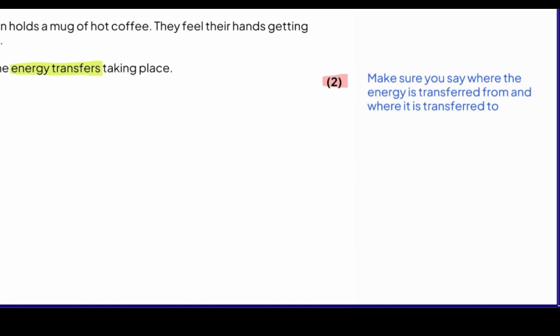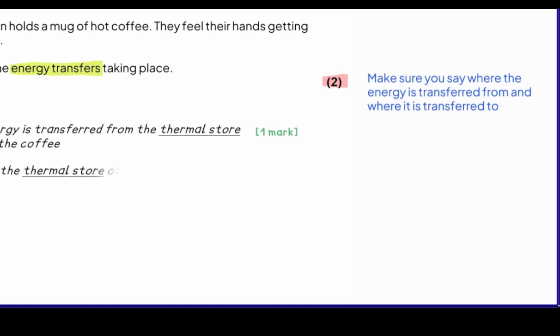The coffee is in the mug, so there must be an energy transfer going on to cause the mug to heat up, and then there must be another energy transfer that causes the hands to heat up. So energy is transferred from the thermal store of the coffee, that's the first mark, to the thermal store of the mug, that's the second mark, to the thermal store of the hands, that's another mark.